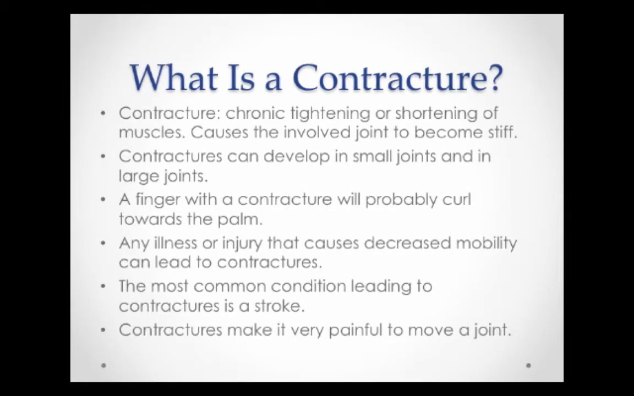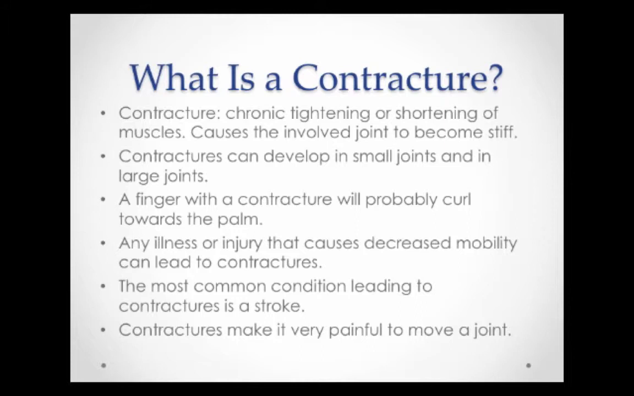What is a contracture? A contracture is a chronic tightening or shortening of muscles. It causes the involved joint to become stiff. Contractures can develop in small joints such as fingers and in large joints such as hips or knees. A finger with a contracture will probably be curled in toward the palm. A contracted knee will probably be bent back, unable to completely straighten. Any illnesses or injury that causes decreased mobility can lead to contractures.